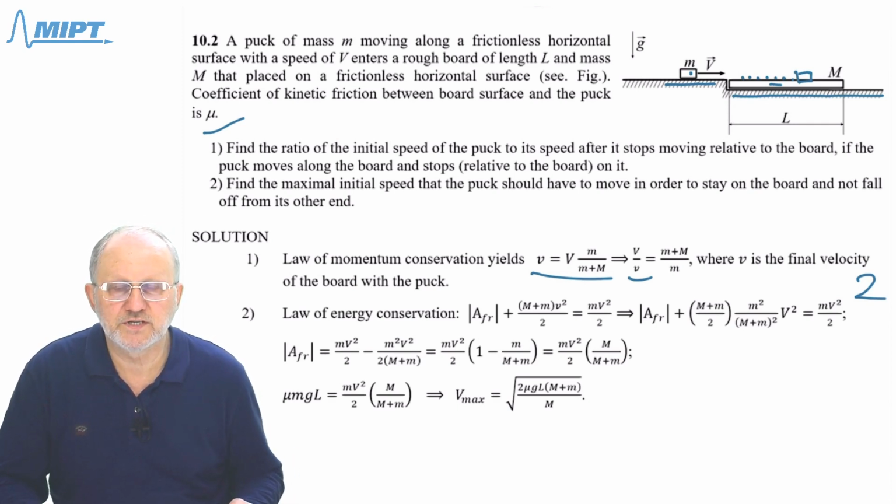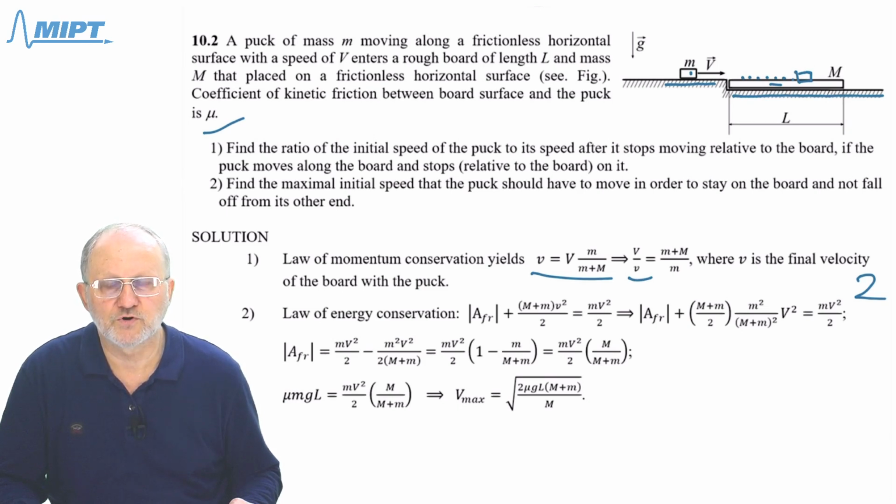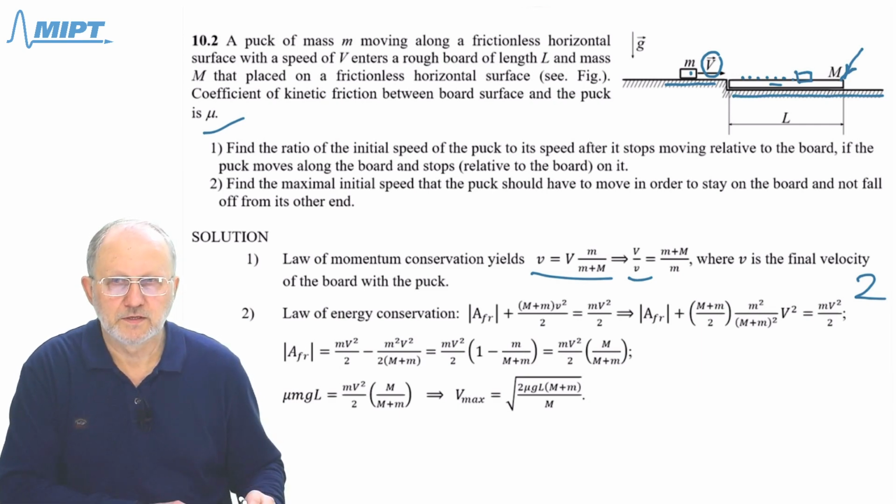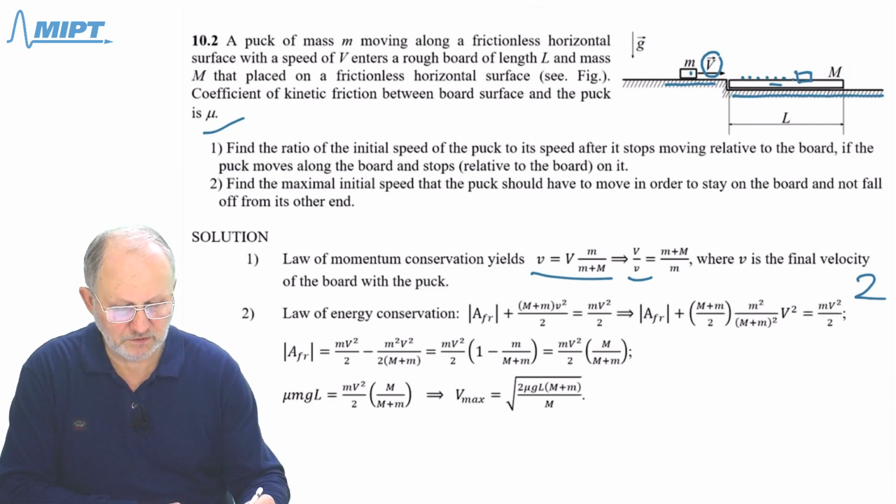Find the maximal initial speed that the puck should have to move in order to stay on the board and not fall off from its other end. So we have to find such maximal speed of the puck which allows it to move to the end of the board and stop at this point. If we increase the initial speed, then the puck will go further and will slip off the end of the board. So we have to find such a velocity of the puck which will ensure that the puck goes to the end of the board and stops in this point.